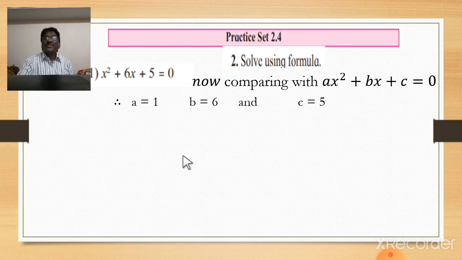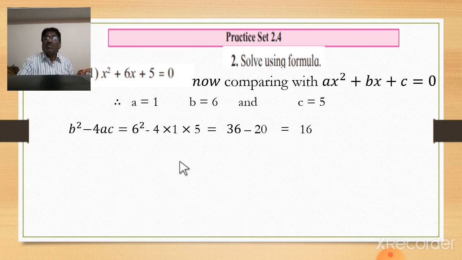Now we have to find out the value of b square minus 4ac. Then we get b square, means 6 square, minus 4 as it is, and minus 4 into a, means 1, and into c, means 5. In this way we get 6 square minus 4 into 1 into 5 is equal to square of 6 is 36, and multiplication of minus 4 into 5 we get minus 20. In this way we get 36 minus 20, that means 16.